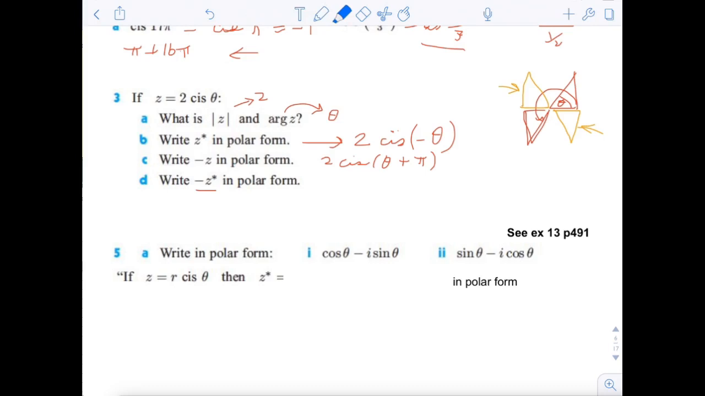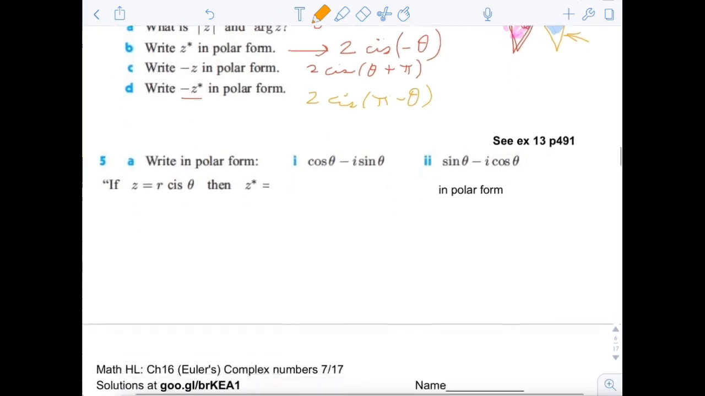The negative z conjugate, both of them give you the same thing, right? Because if I do the conjugate first, I'm going to go down here. Then I take the negative, I go up here, I end up there. If I do the negative first, then I'm going to go down here, and then I do the conjugate, and I'll end up here. So either way I'm going to get the triangle that's up here. So if this triangle is theta, this triangle is basically 180 degrees minus theta. So I would put 2 cis pi minus theta for negative z conjugate.